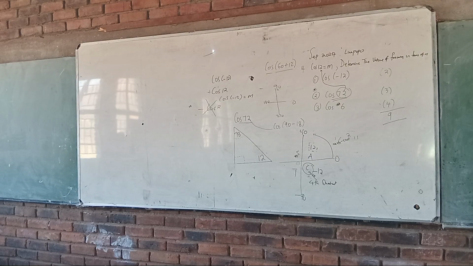Again, 78, 12. It is 78 minus 12. How much do you get? 66. Okay.